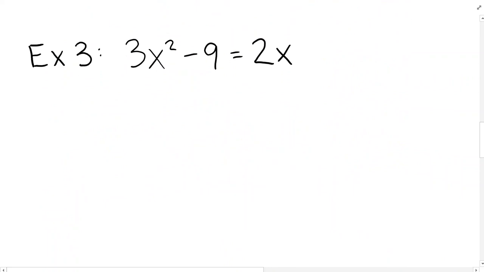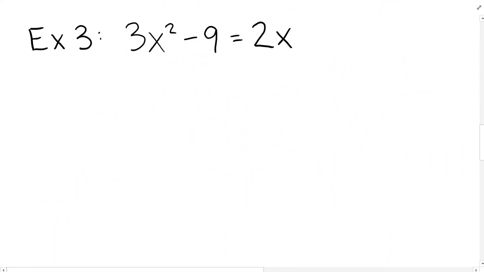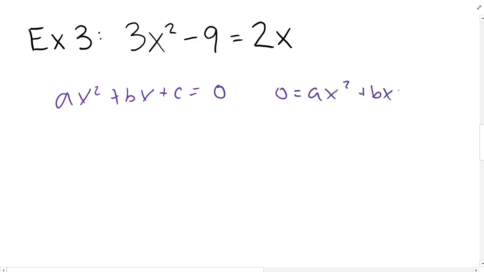Okay, so coming to example 3. Now this one's a little bit different because I don't have my quadratic equation on just one side, so that's what I want to do, because I always want to have it in the form ax squared plus bx plus c is equal to 0, or we could also have it as 0 is equal to ax squared plus bx plus c. Either way, I just want to move all of my terms to one side.